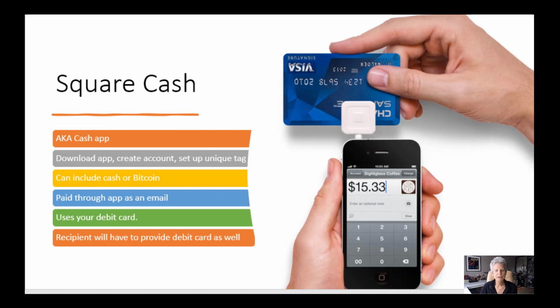With this app, you can pay in cash or Bitcoin. We're going to talk about Bitcoin in a bit. To use this, you create an email using the app to who you would like to pay. And then the first time you use it, you'll be asked to enter your debit card number. And the person you're sending to will also have to do the same. The funds will arrive within 2 days.